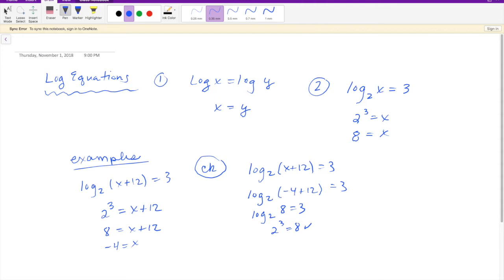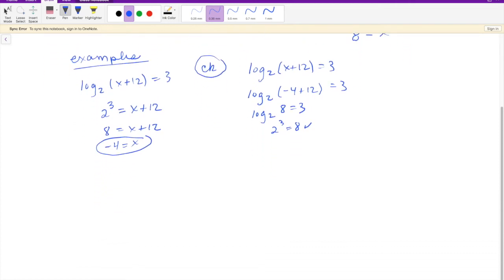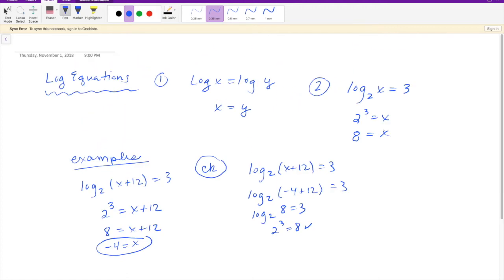Make sure you check these because occasionally you'll get an extraneous solution, like with the rational equations and things like that. So this one is good. We have one solution, and it is negative 4. All right, so let's try another one.